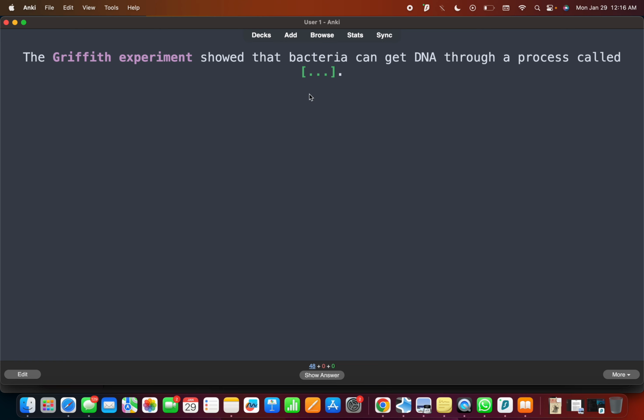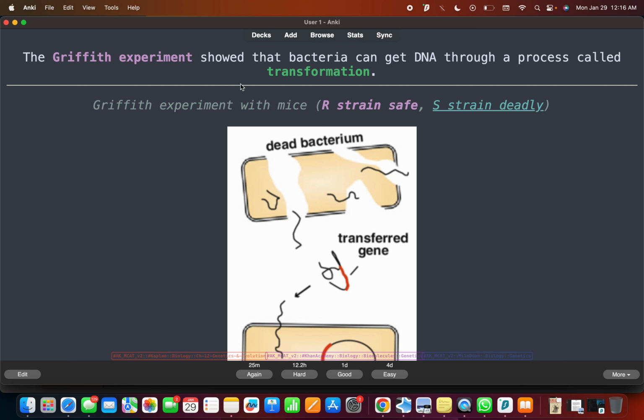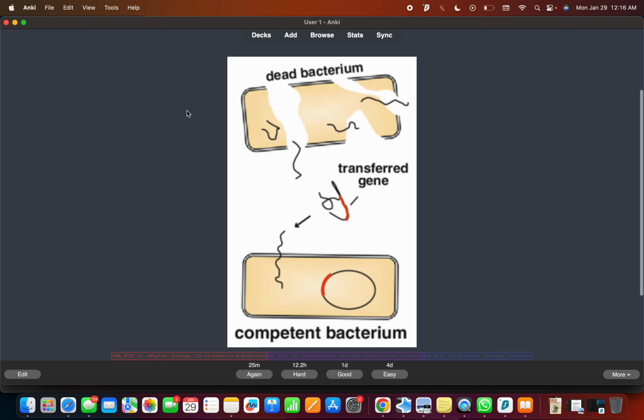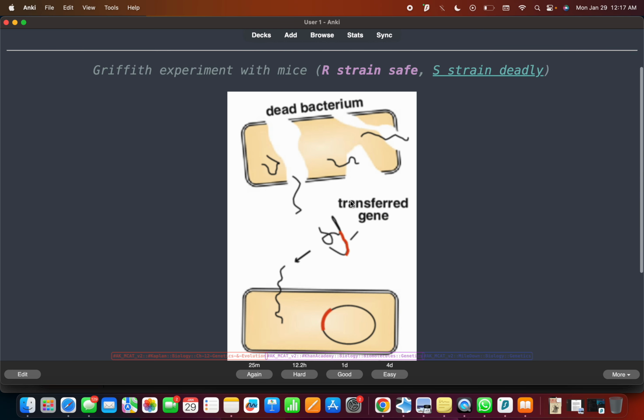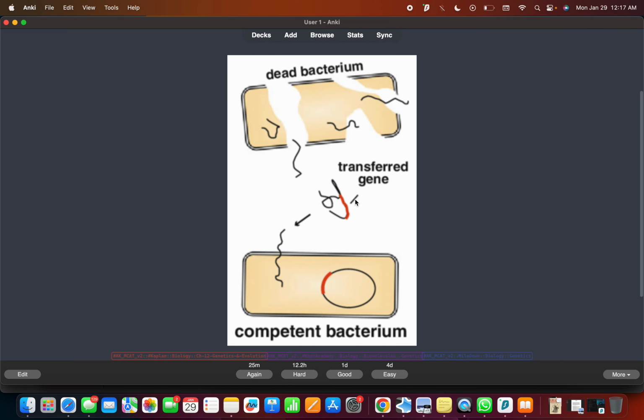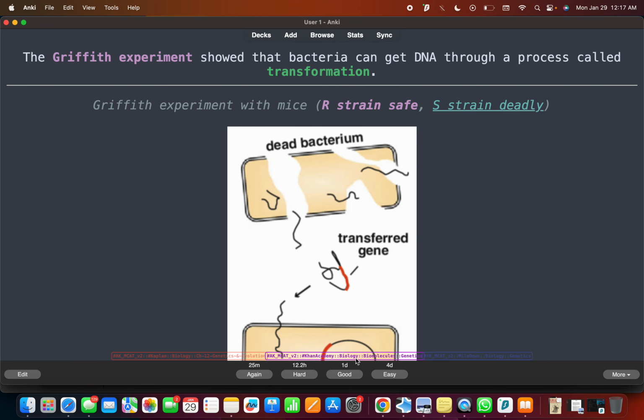The Griffith experiment showed that bacteria can get DNA through a process called transformation. R strain is safe, S strain is deadly. And that happened with mice. It did have a good image of it, but I'll show you. I'll put it under this slide too. I think this is what also gives them the antibacterial resistance.